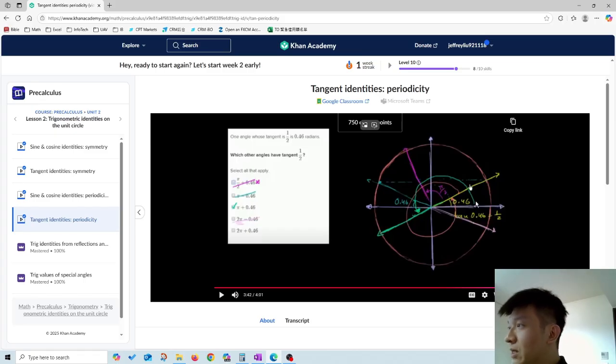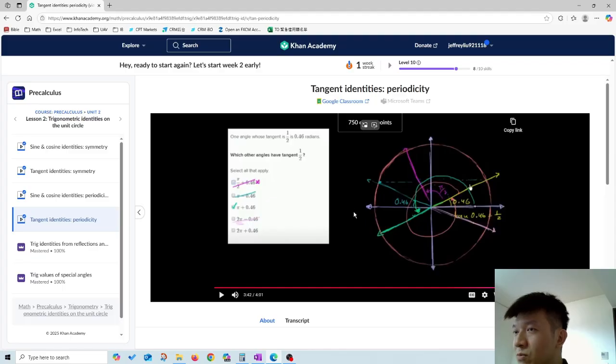Okay? So, when you go over here, it is asking which other angles give the same tangent, right? Because you're traveling on this circle, the ratio is not gonna be different. The only difference is gonna be the angle. Okay? So select all that apply. Pi over 2 plus 0.46, which is theta, right? Pi over 2 plus theta. Is that gonna be the same?